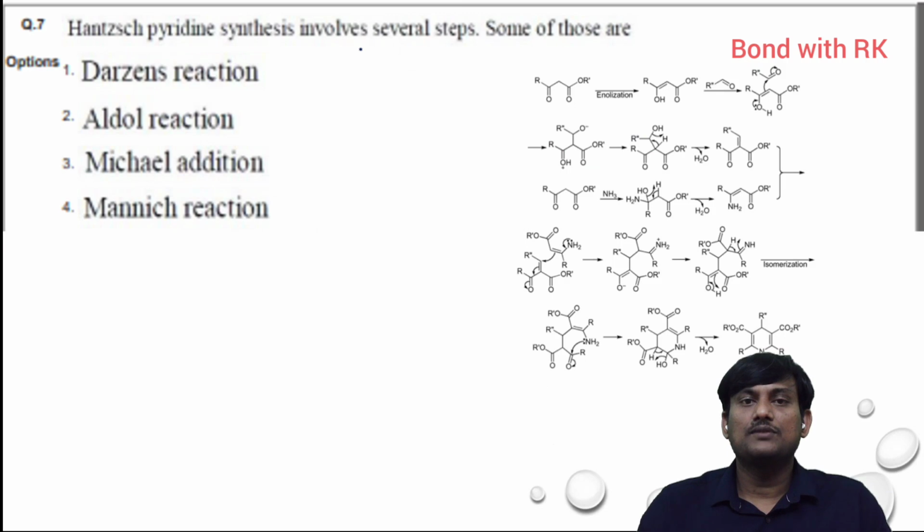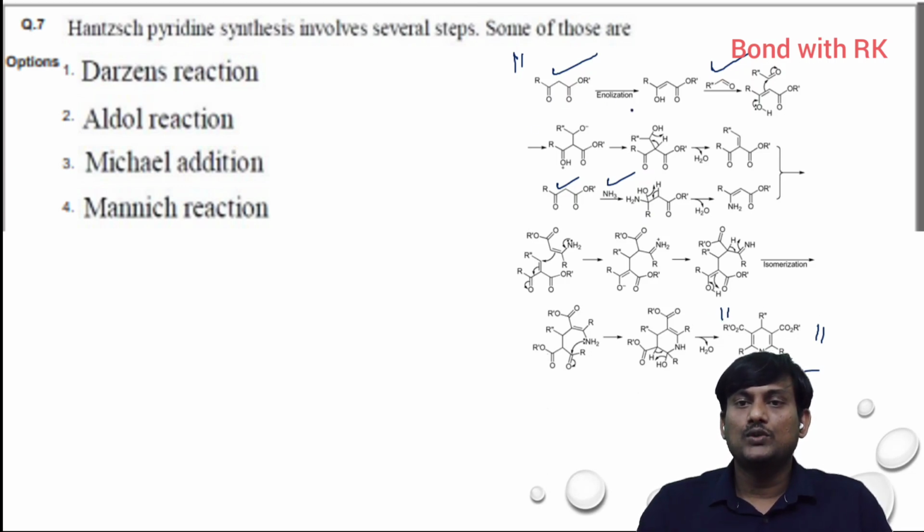Hantzsch pyridine synthesis involves several steps. Some of those are these, the steps which are involved in the Hantzsch pyridine synthesis. Here, in this synthesis, we have two molecules of beta keto ester, this one is beta keto ester, this one also beta keto ester, and one aldehyde and ammonia. Finally, we will get the pyridine derivative.